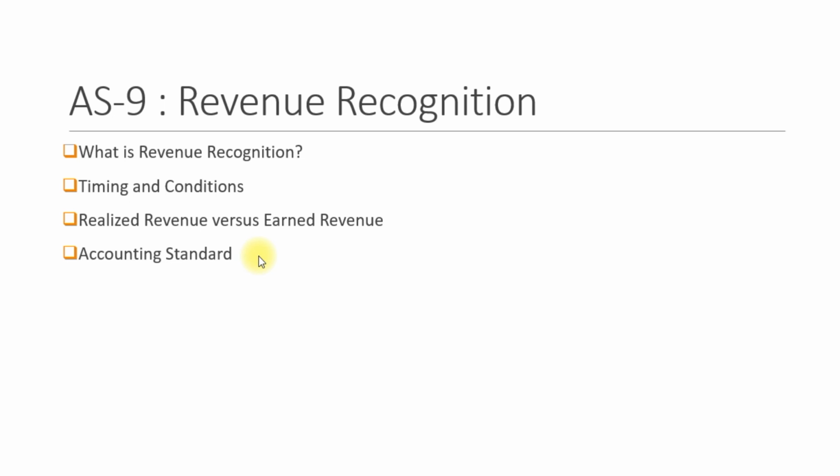Now about disclosure, the circumstances leading to postponement of revenue recognition, if it is postponed, should be disclosed. Also, this accounting standard does not deal with revenue from hire purchase or lease, insurance contracts, government grants, as well as construction contracts.